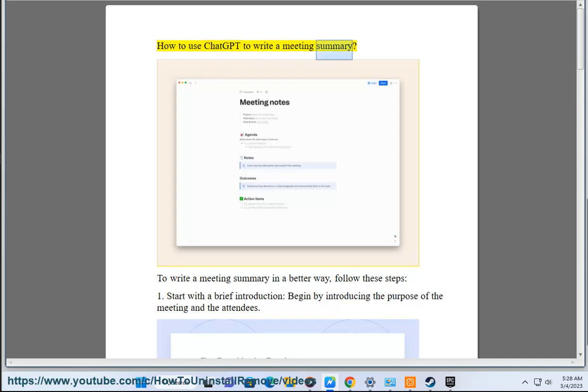How to use ChatGPT to write a meeting summary. To write a meeting summary in a better way, follow these steps. 1. Start with a brief introduction. Begin by introducing the purpose of the meeting and the attendees.